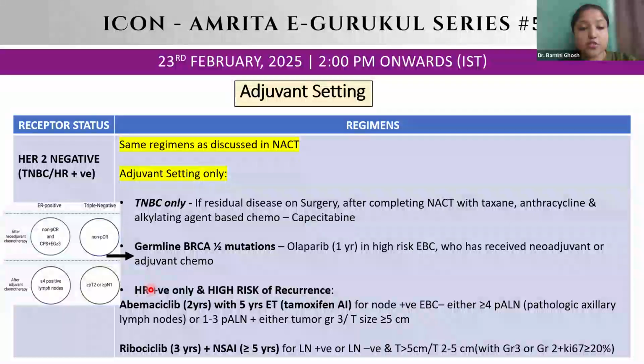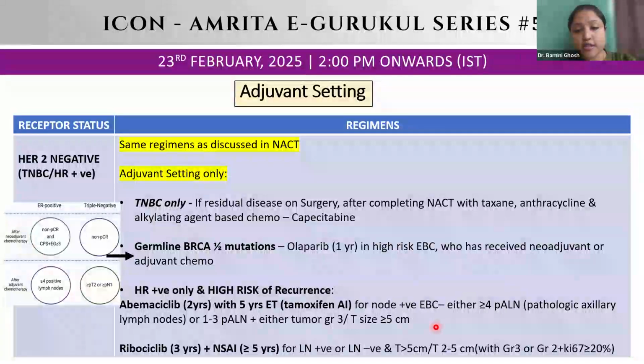Now coming to the option which is only for hormone receptor positive patients and those who are at high risk of recurrence. So the 2 drugs, the CDK4/6 inhibitors, abemaciclib and ribociclib, are available for this indication. They are given along with endocrine therapy in high risk patients. So how do we determine these high risk patients?